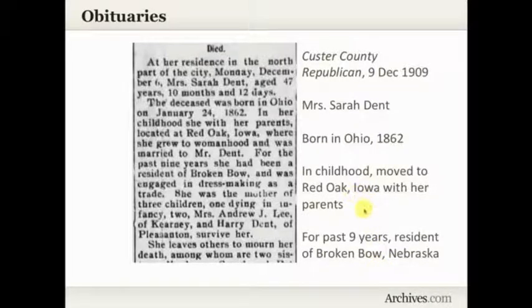So if we had seen a lot of her children being born in Iowa, but we didn't know where, should we be looking in the area around Red Oak? Again, we have her migration, so we can see she's born in Ohio. In childhood, she moves to Red Oak, Iowa, and then sometime around 1900, she moves to Broken Bow, Nebraska. So this gives us clues not only for how she migrated, but possibly also how her children migrated. Were her children born in the area around Red Oak, Iowa? It's a good question to keep in mind as we're trying to find more records.